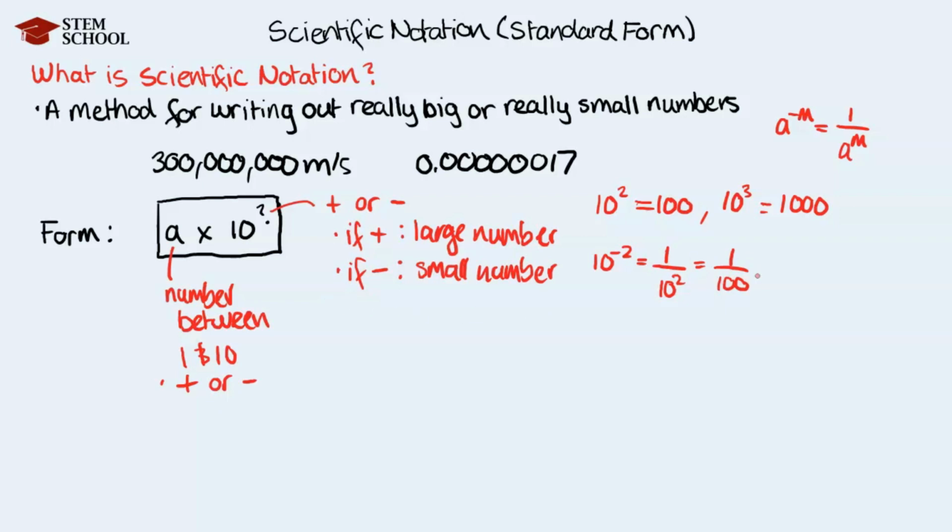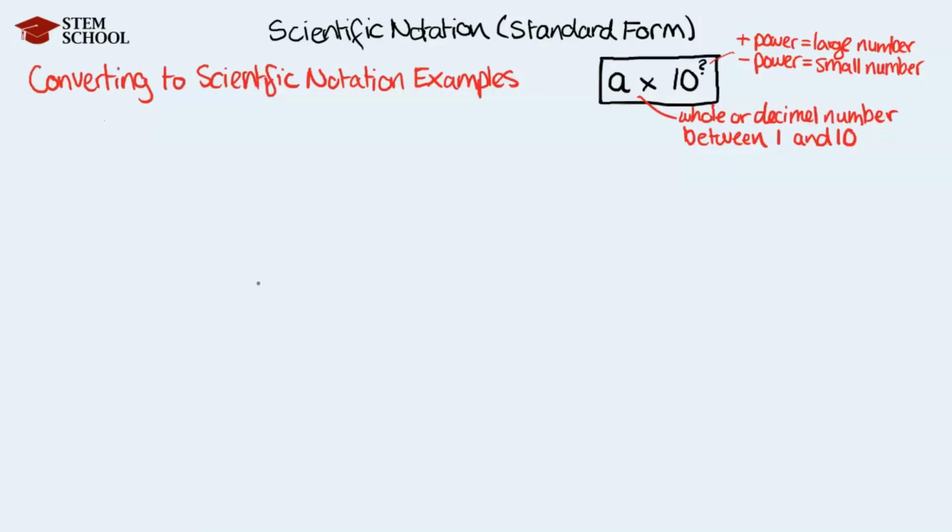You're making it smaller, and it'll be the same with 10 to the power of negative 3. You'll be doing 1 over 10 cubed, which is 1 over 10 times 10 times 10, which is 1 over 1,000. So a times 1 over 1,000, you're dividing it by 1,000, you're making it smaller, okay? Alright, so let's have a go at writing some large or small numbers into scientific notation form using this form that we have here, okay?